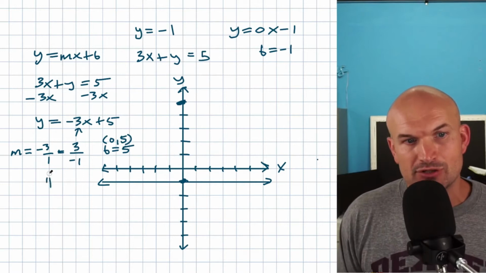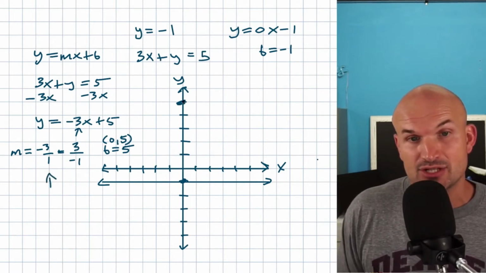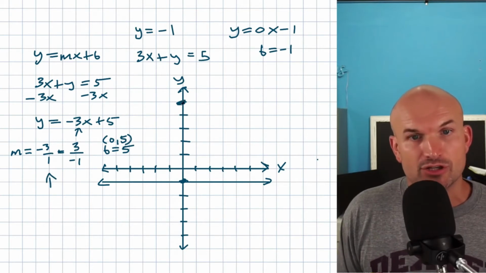So that's why I'm going to use this representation of the slope. I'm going to go down 3, right? That's change in y is 3. So between any 2 points, you're going to go down 3, to the right 1. So down 3: 1, 2, 3, to the right 1.